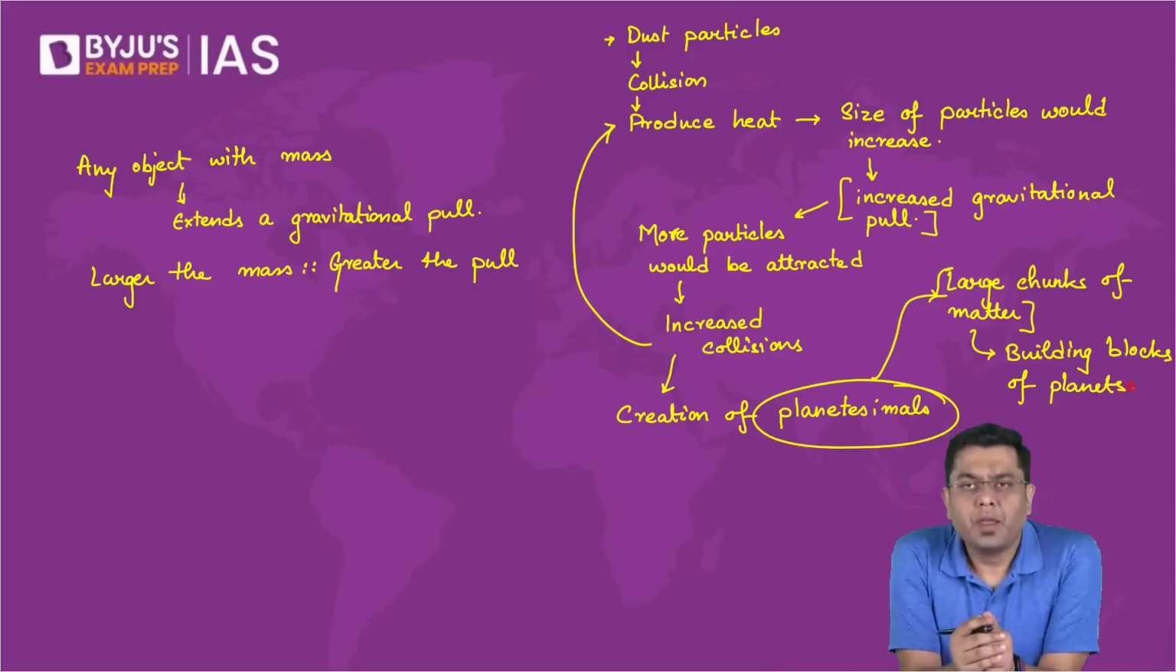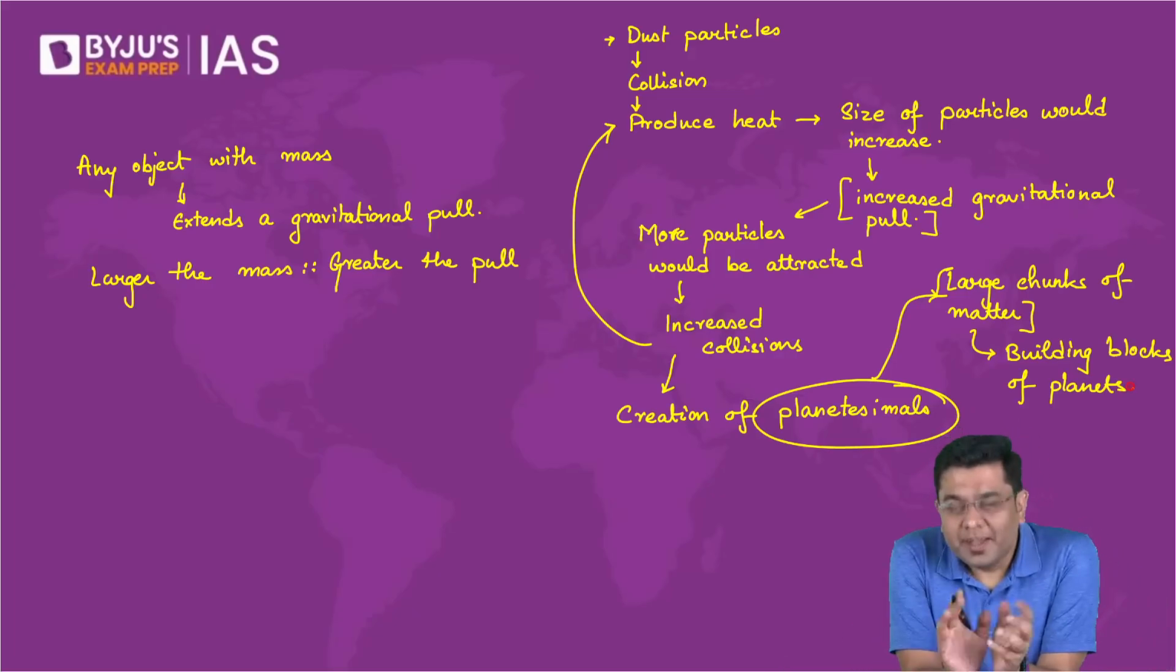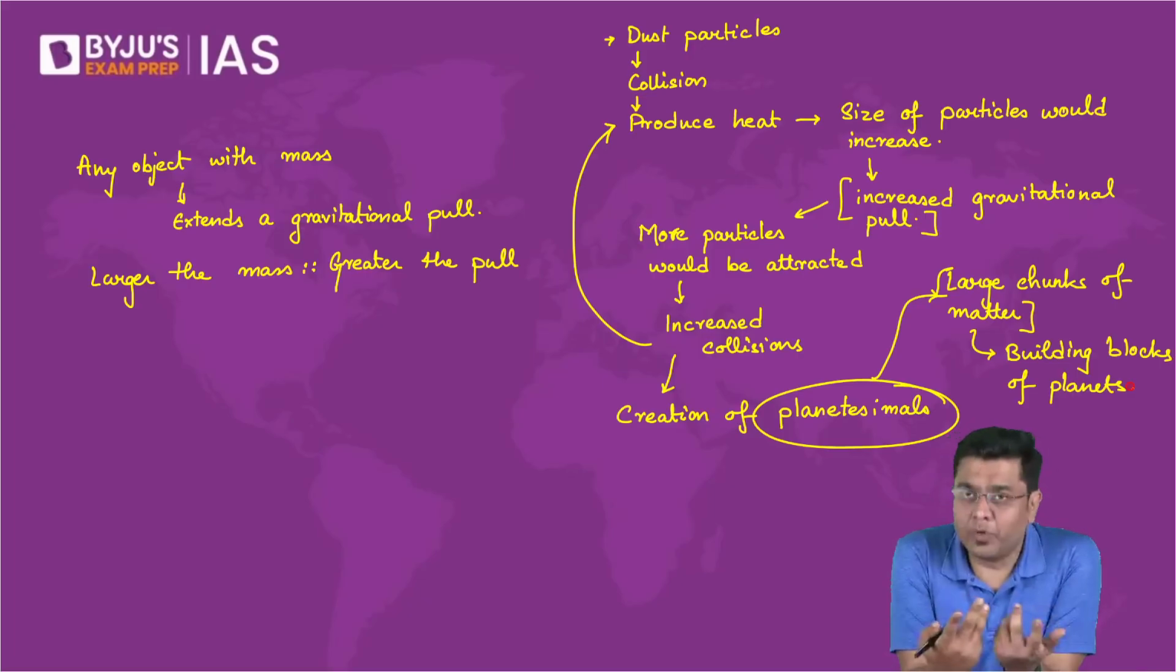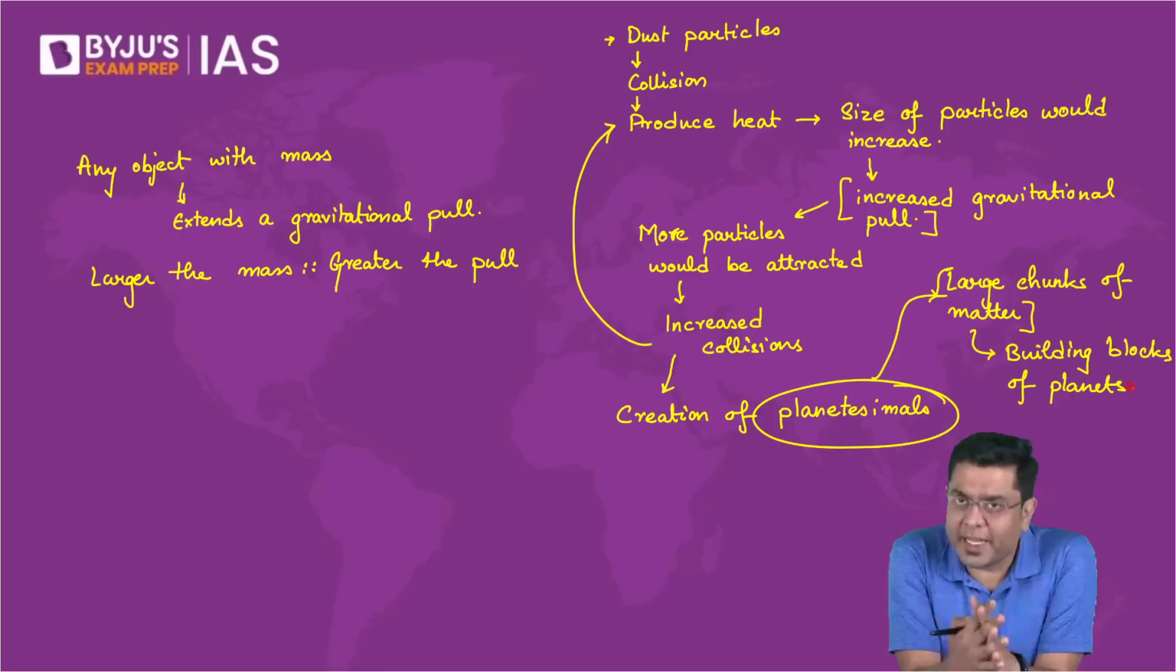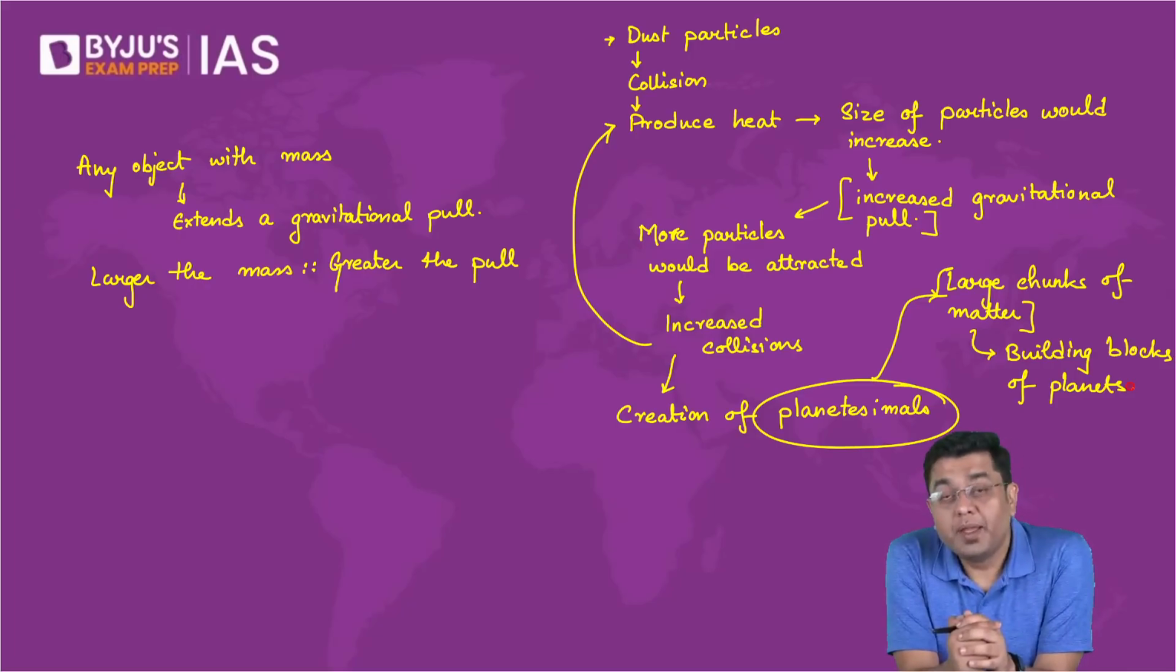Okay, so these planetesimals started moving around. Earlier, you had a scenario of only the dust particles moving around. That quickly changed, and you rather had the large planetesimals, because these dust particles underwent a large number of collisions, produced enough heat to stick together and create those planetesimals. Now, just like the earlier process, these planetesimals would also collide.